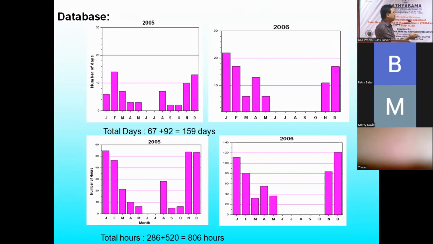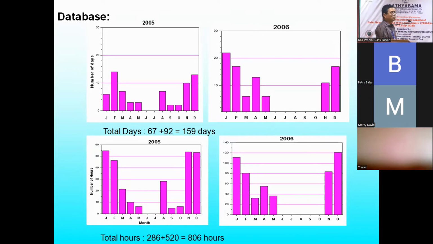As well as in 2006, apart from June and July, we have another 3 months also not available due to system technical problems. That's why we are unable to measure on those days also. The top panel represents the number of days for every month, and the bottom panel represents the number of hours for every month.